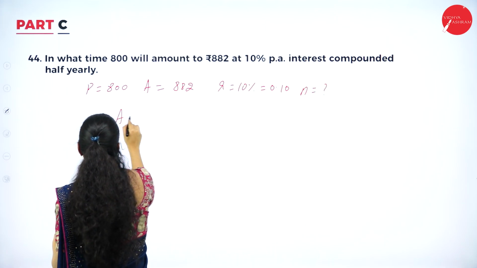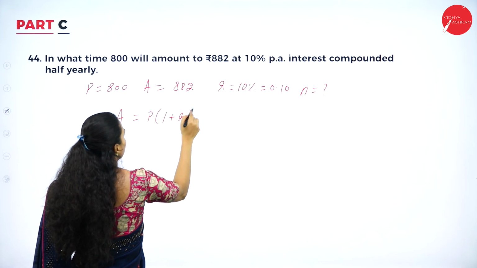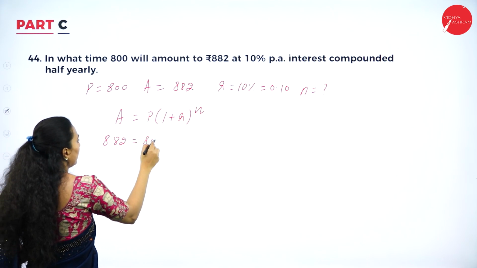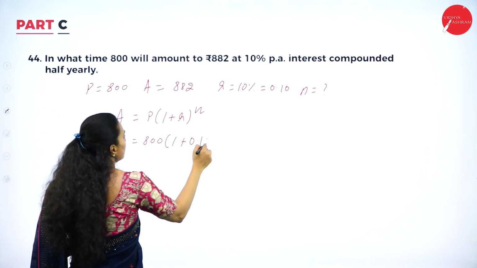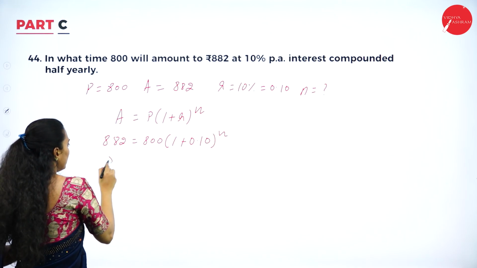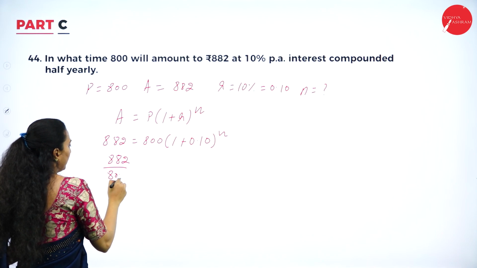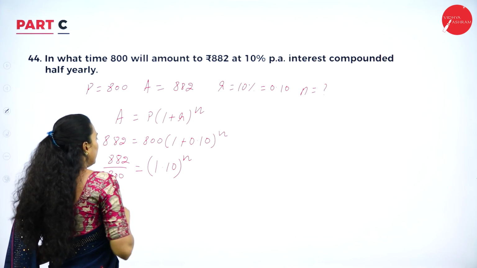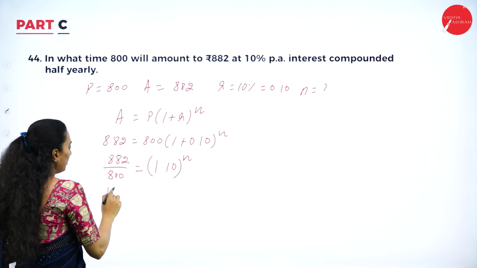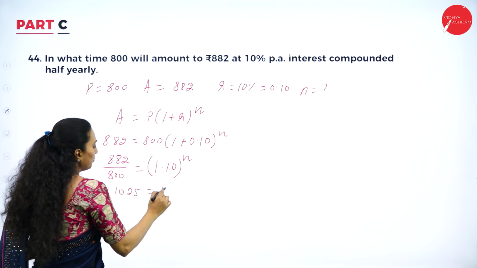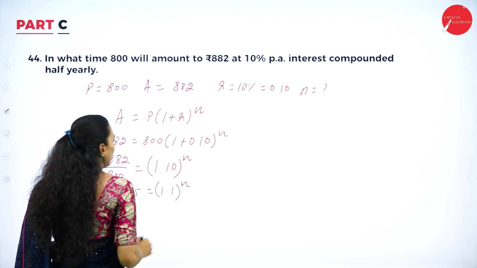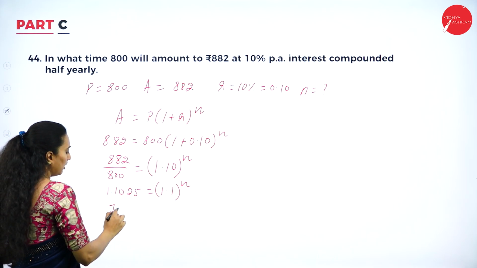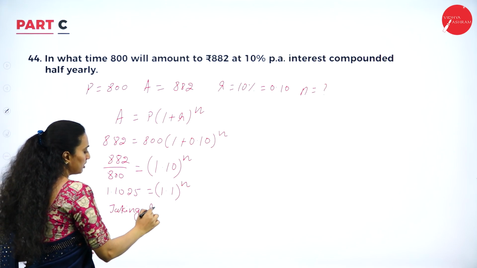What is the formula? A will be equal to P into 1 plus R to the power of n. So you can take A, which is 882, equal to 800 into 1 plus 0.10 to the power of n. We don't know n. So 882 divided by 800 is equal to 1.10 to the power of n. Now 882 divided by 800 gives you 1.1025, which is equal to 1.1 to the power of n. Now you can take log on both sides.